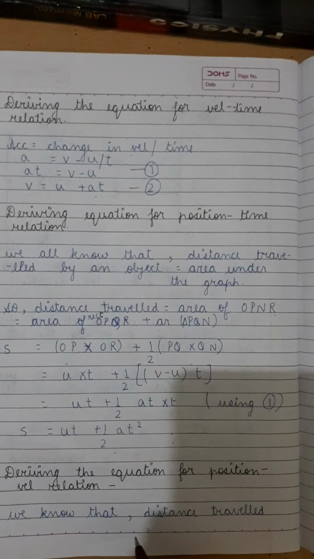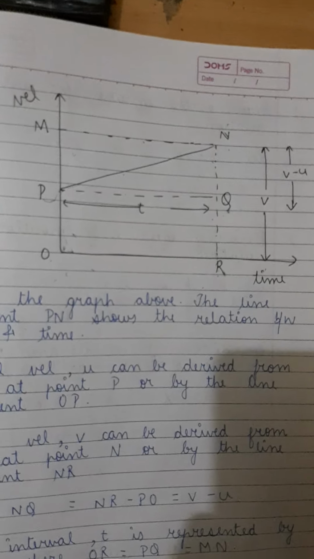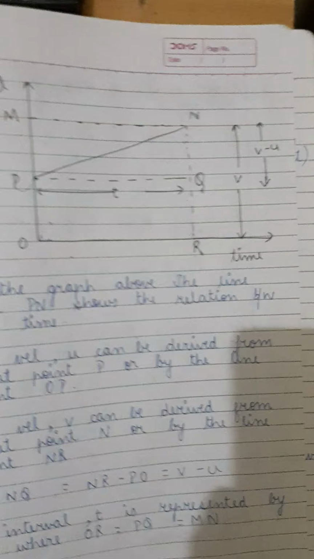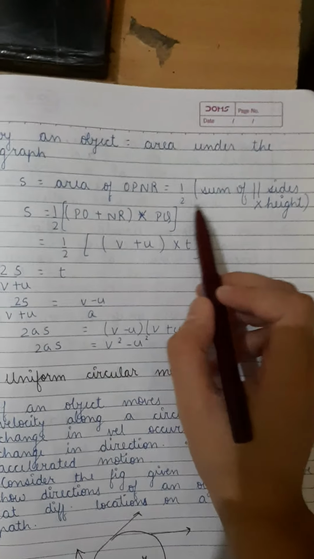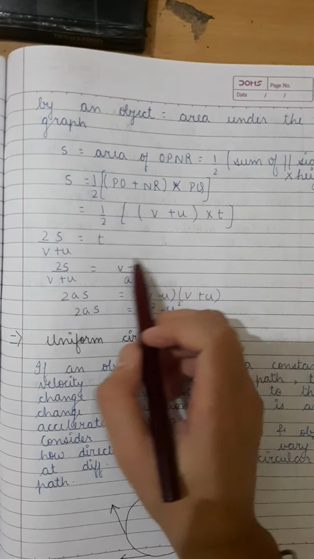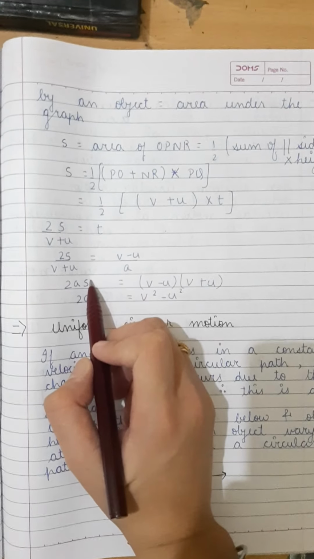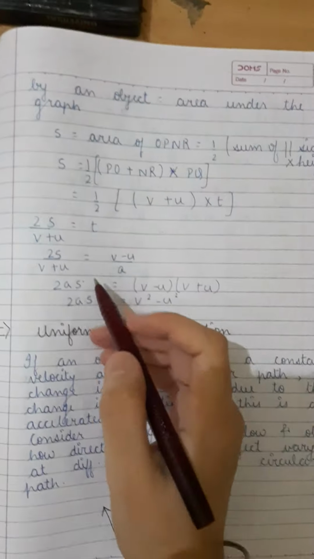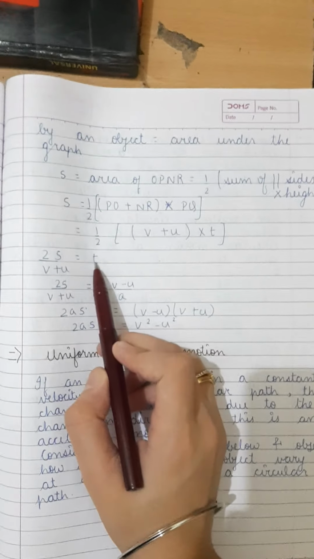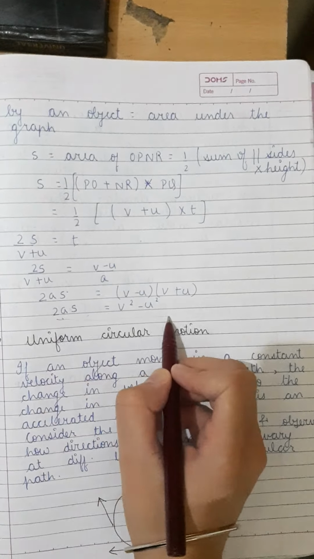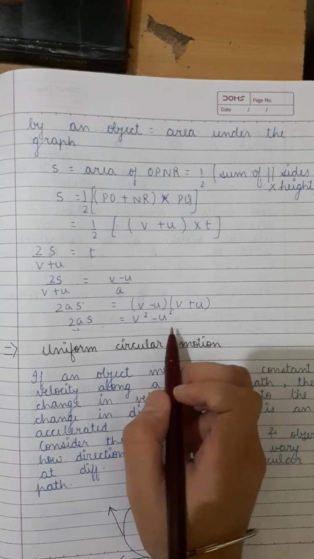Now I will derive the third equation of motion. Area can also be found in another way. We can calculate the area of a trapezium. The area of a trapezium is given by half into the sum of parallel sides into height. Substituting the values, you will get this result. And rearranging the terms, and substituting the value of t again from the first equation of motion, at the end you will get this equation, which is the third equation of motion.